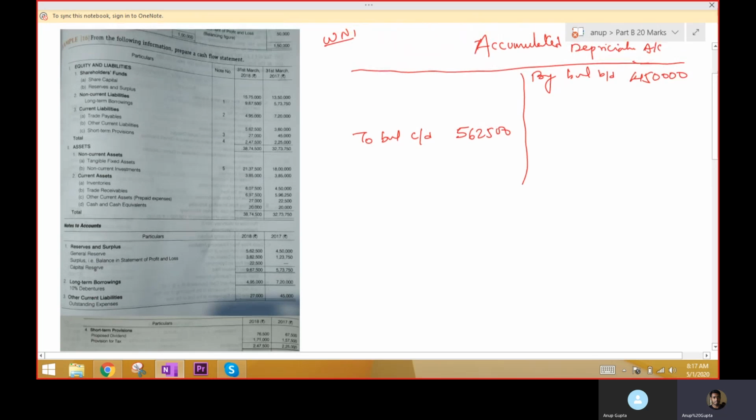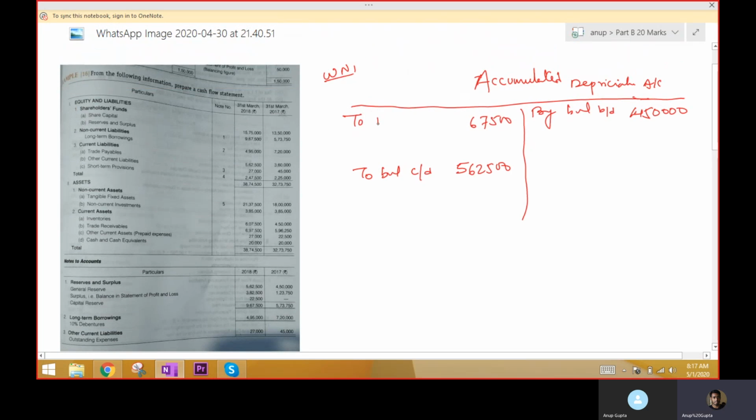So we'll decrease it. 67,500 to the plant and machinery account. Having said that, nothing is left. Let us balance the ledger. So the total is more on the debit side. The total on the debit side will be 6,30,000, and the total here is 4,50,000. So 6,30,000 minus 4,50,000 is 1,80,000, which will be the balancing figure.